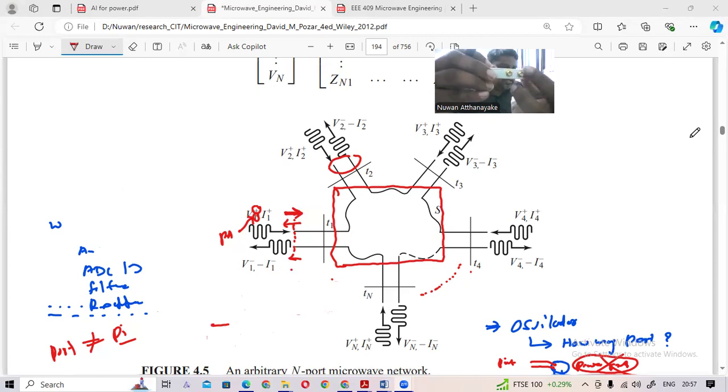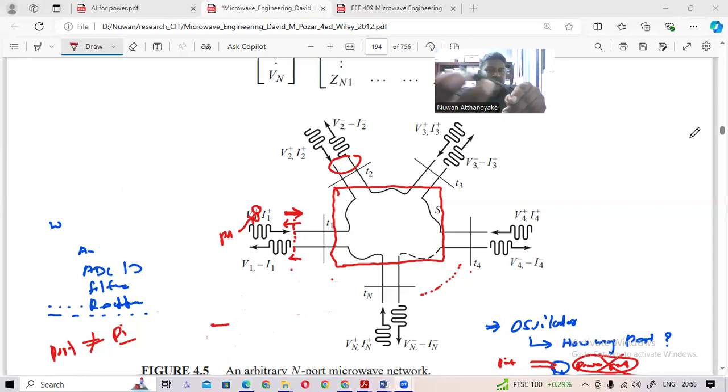For example, a USB port is a port. Using the USB port, you can input the signal or get out the signal. So if you consider USB, this is a USB port. So this is the port. You can input the signal and you can output the signal.